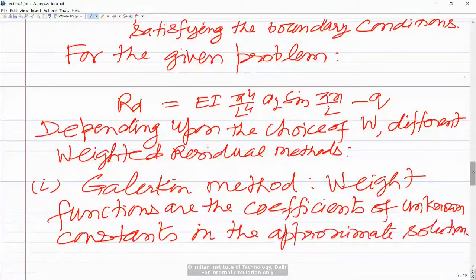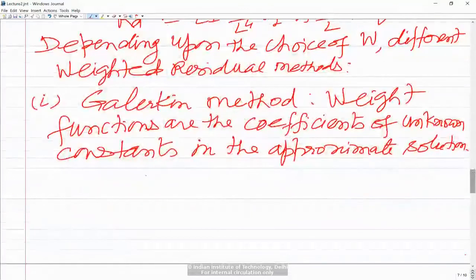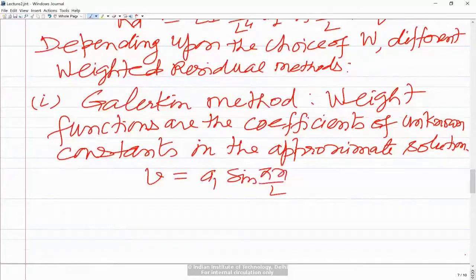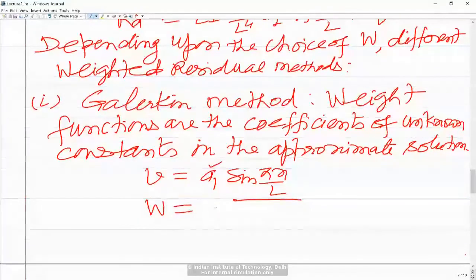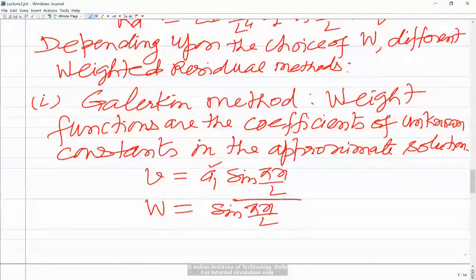Now in the problem we are taking, we said v equal to a1 into sine of pi x by l. This already satisfies the boundary condition, so this is the assumed solution which satisfies the boundary condition. In the Galerkin method, we choose w as the coefficient of the unknown constant. Here a1 is the unknown constant, and its coefficient is sine pi x by l. So the weight function w is chosen as sine pi x by l.